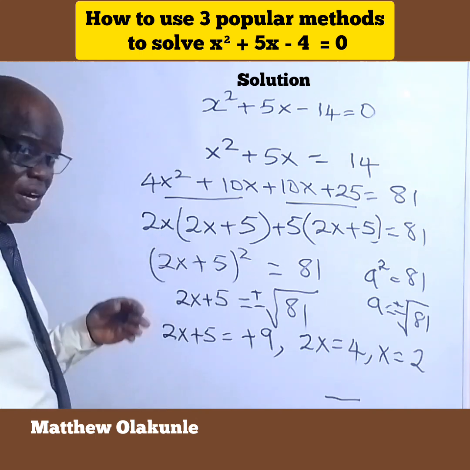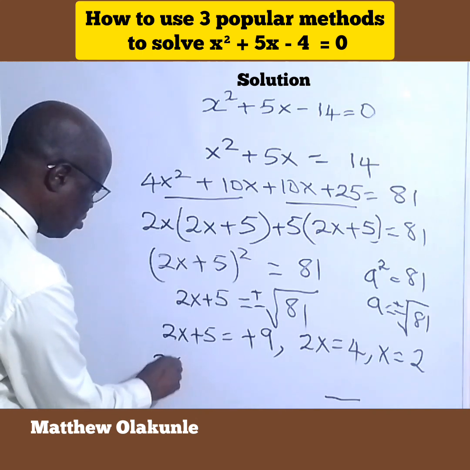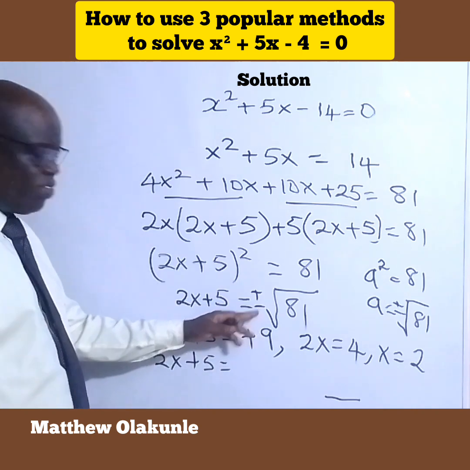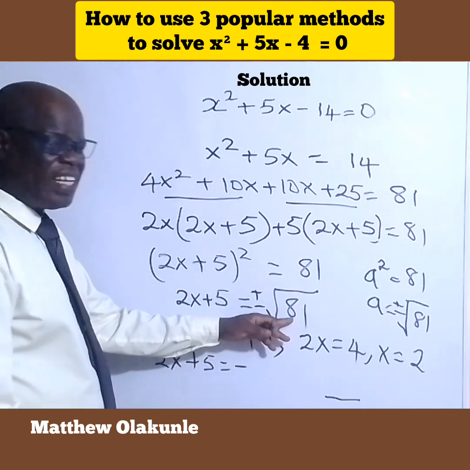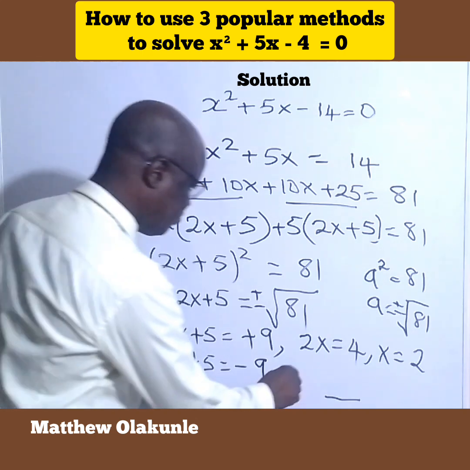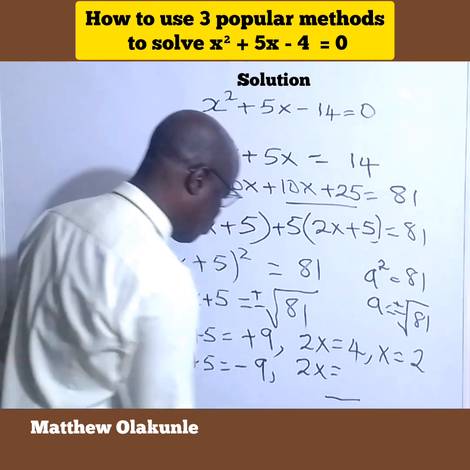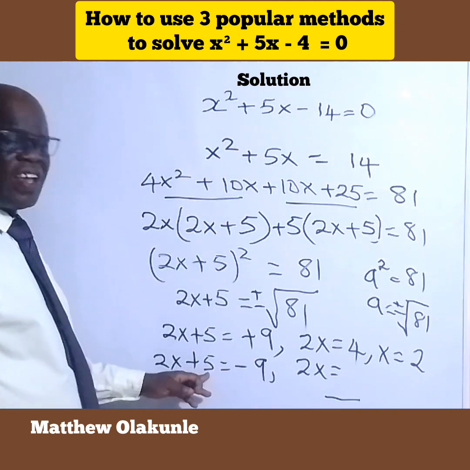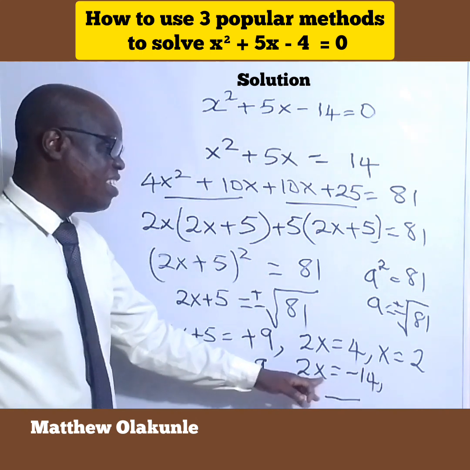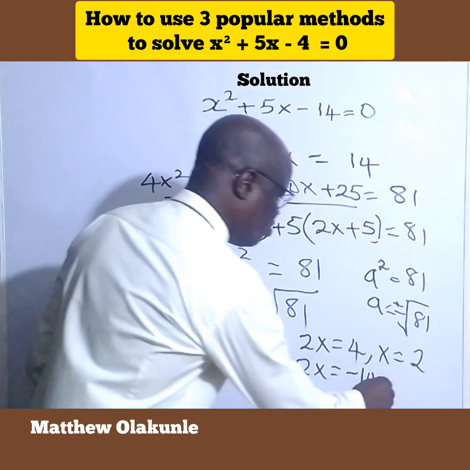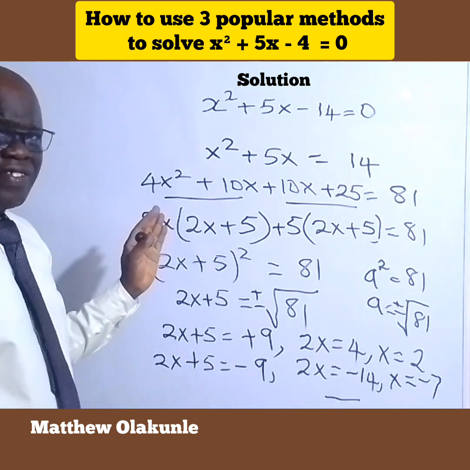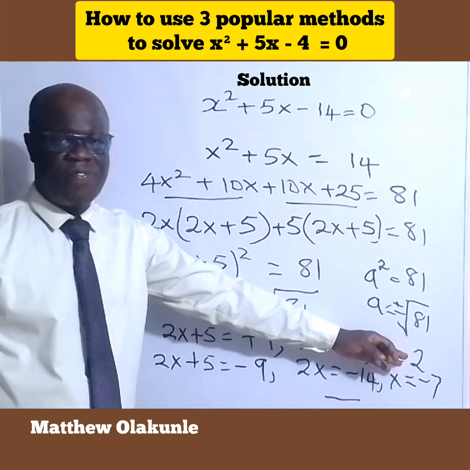solution. Now, the second one, 2x plus 5 is equal to minus square root of 81 is 9. So if that is the case, it means 2x is equal to minus 9 minus 5, which is minus 14. And in that case, x will be minus 7. That is minus 14 divided by 2. So, as simple as ABC. Just the same answer as the first method.